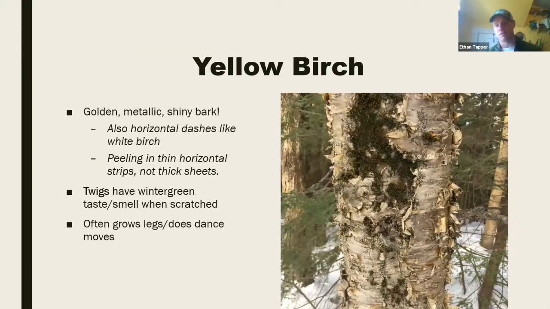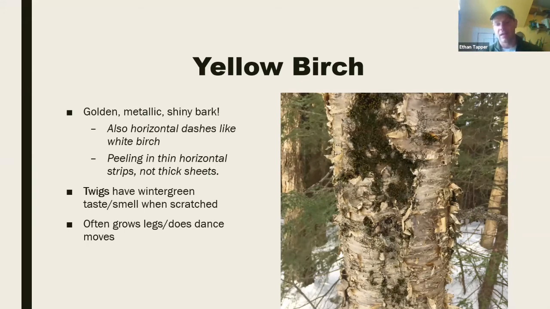So the cousin of paper birch is yellow birch. Yellow birch has a lot of similar characteristics. So basically you can just focus on the bark, just like white birch, except the bark, instead of being white and peeling in these big broad sheets, is metallic and golden and peeling in these thin little papery sheets. It's really shiny. I should mention both yellow birch and white birch have these horizontal dashes on their bark. They're called lenticels, but you don't need to know that. You just need to know that they look like these horizontal dashes.